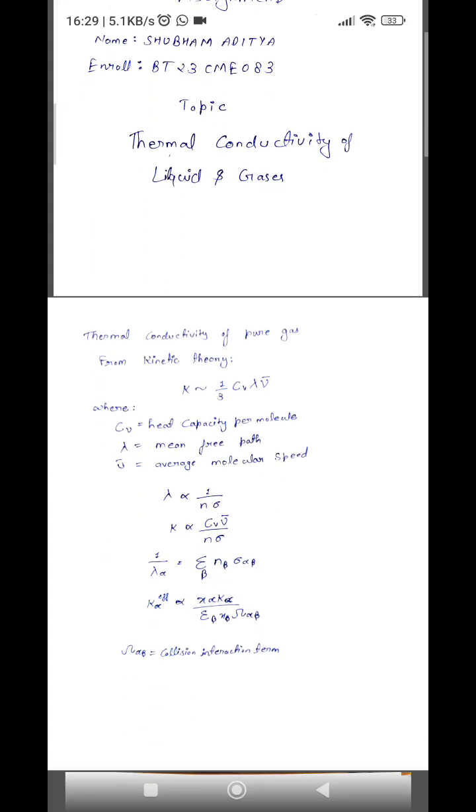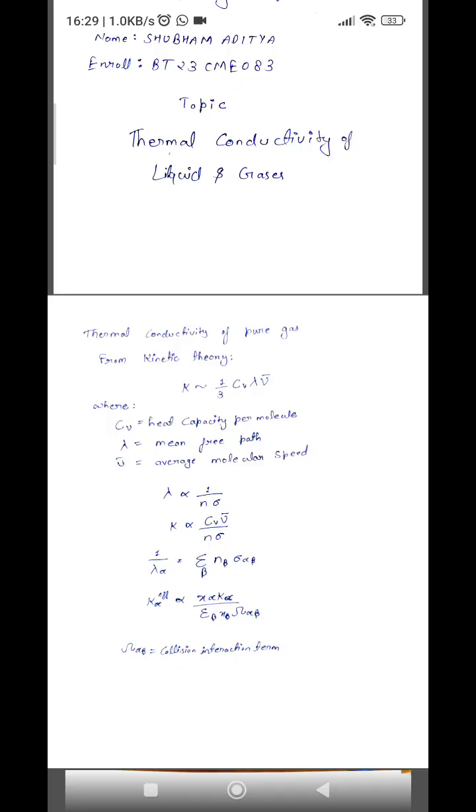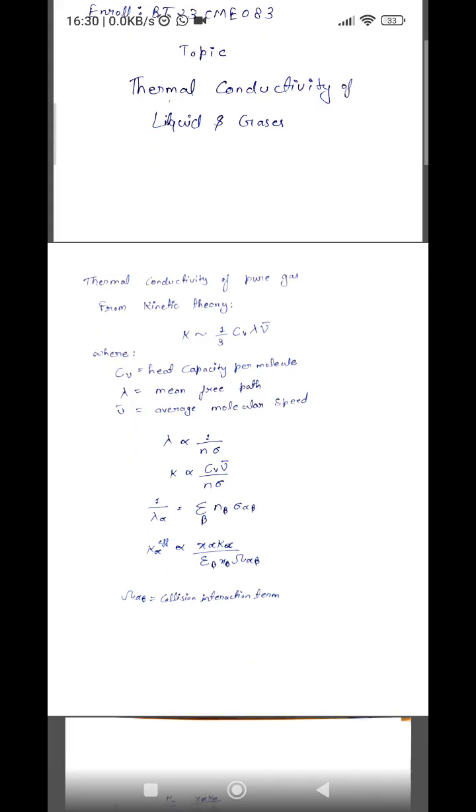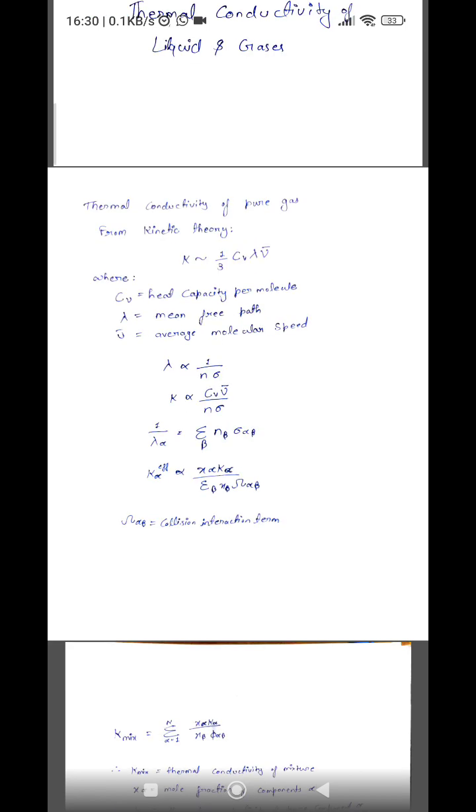As you can see, the thermal conductivity of a pure gas from kinetic theory is given by the expression K is proportional to 1/3 Cv λ v̄. Cv is the heat capacity per molecule, λ is the mean free path, and v̄ is the average molecular speed. Here λ is directly proportional to 1 by n into epsilon. This is the given derivation for the K effective calculation.